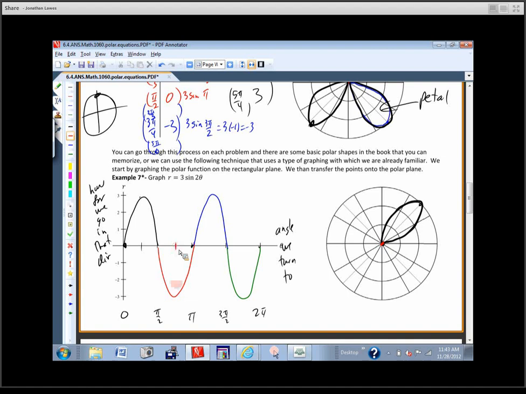What angle is this? 3 pi fourths, 135 degrees, right? So we're going to point over in this direction. What's the radius? Radius is -3. So even though I'm pointing in this direction, where do I actually graph the point? In the 4th quadrant. So I'm pointing in quadrant 2, but I actually graph this point in quadrant 4. Why do I graph it in quadrant 4? Because all of those radiuses are negative.